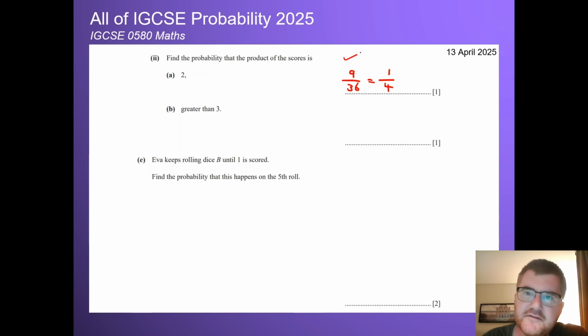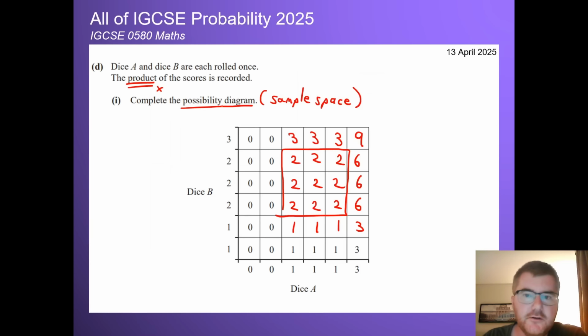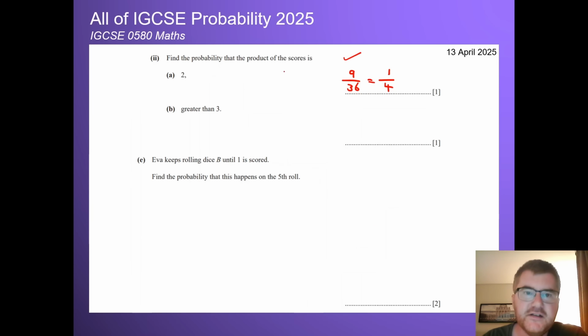Again, the answer gives this, but I prefer simplifying. Greater than 3, so not including 3. So it's just going to be these 4 here. So that's going to be 4 over 36, and that's equal to 1 over 9. So we're just using that table and checking your understanding of that table.